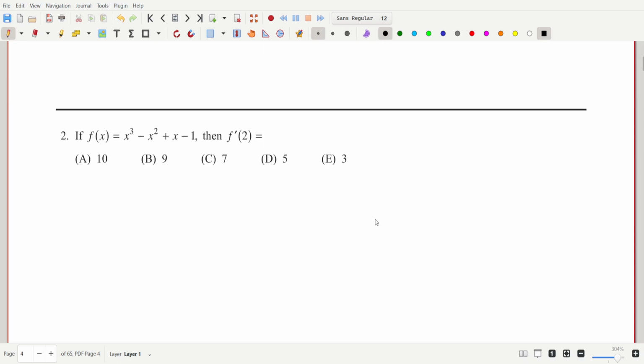Okay, 2. f prime of 2. f prime of x is going to be 3x squared minus 2x plus 1. Plug in 2, you get 3 times 4 minus 2 times 2 plus 1. You're going to get 12 minus 4 plus 1. That's 8 plus 1. That's 9.